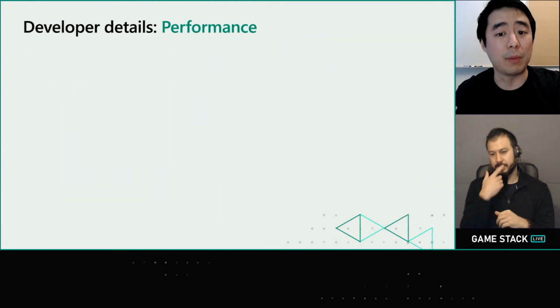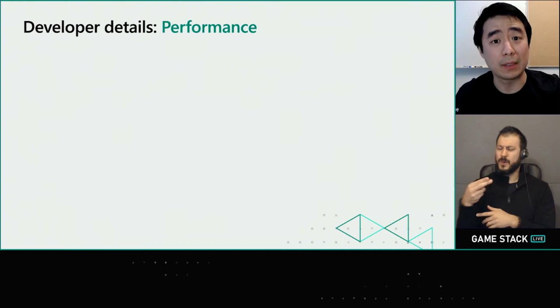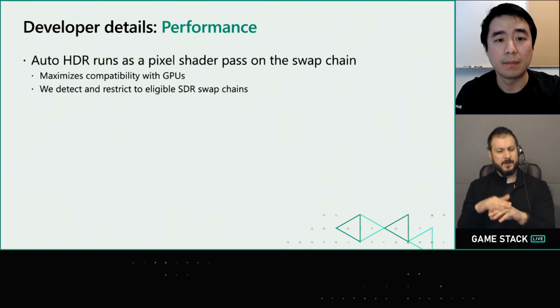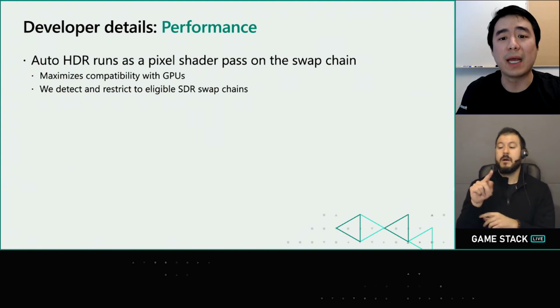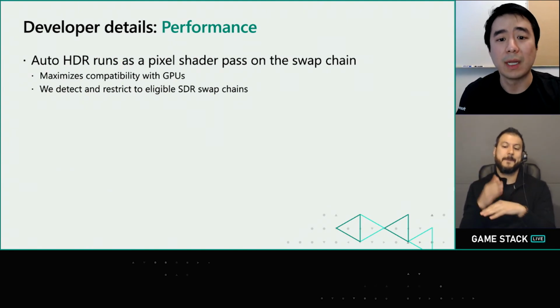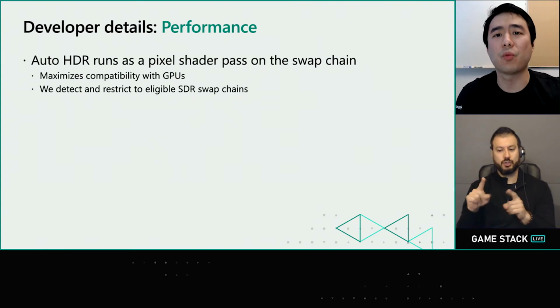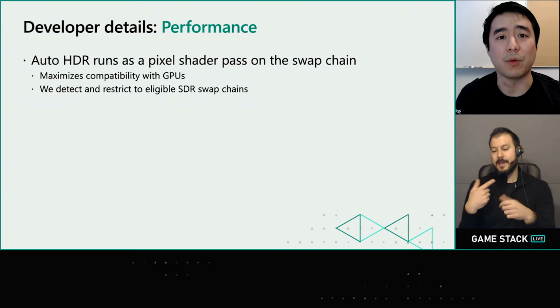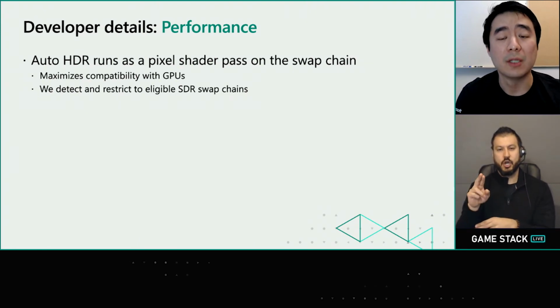As a developer, you're probably wondering, how does Auto HDR work and what kind of impact will it have on my game? In a nutshell, Auto HDR on Windows is implemented as a post-process pixel shader that runs on your game's swap chain at present time. This allows us to run on every GPU architecture that supports HDR. We use swap buffer information, such as pixel format, to determine if your game is eligible for Auto HDR.